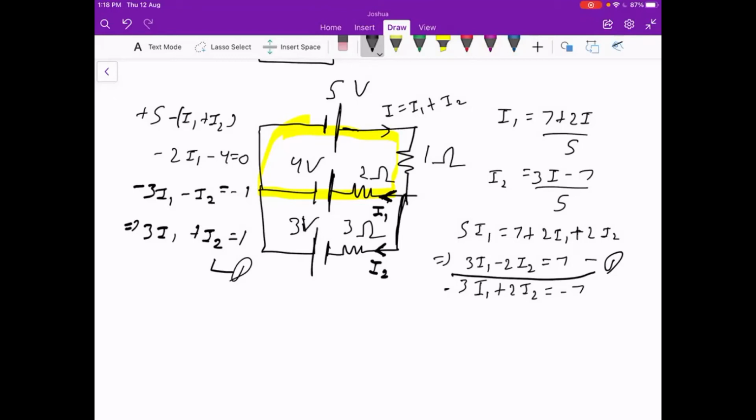Can you write the equation again for me for the top loop? Sir, let us suppose that we are starting from here to the right side. Now, how will I proceed in this loop? What will I write? Plus 5 volts minus (I1 plus I2) into 1 ohm, minus 2 I1, minus 4.